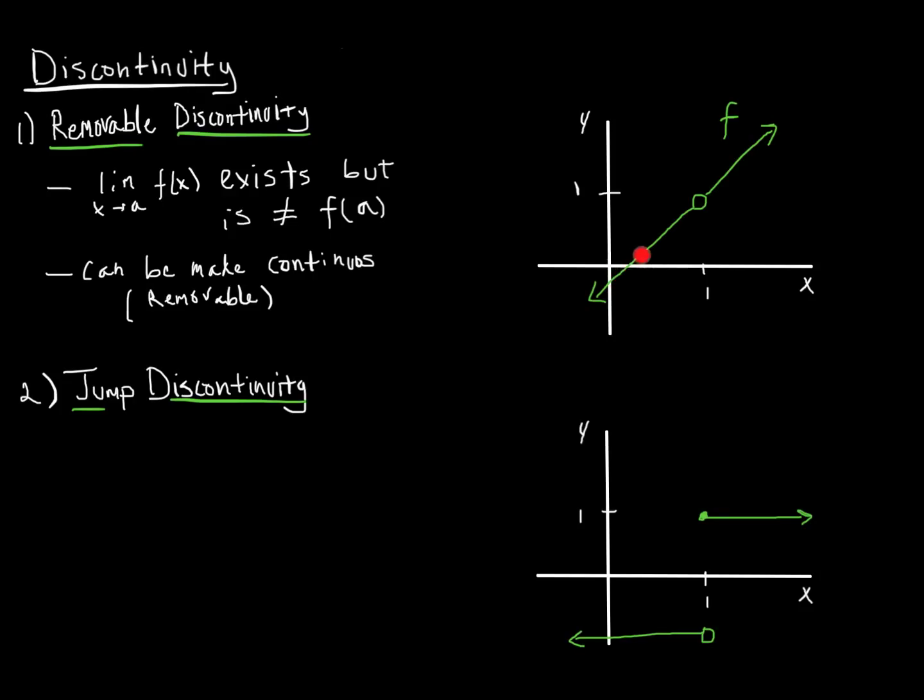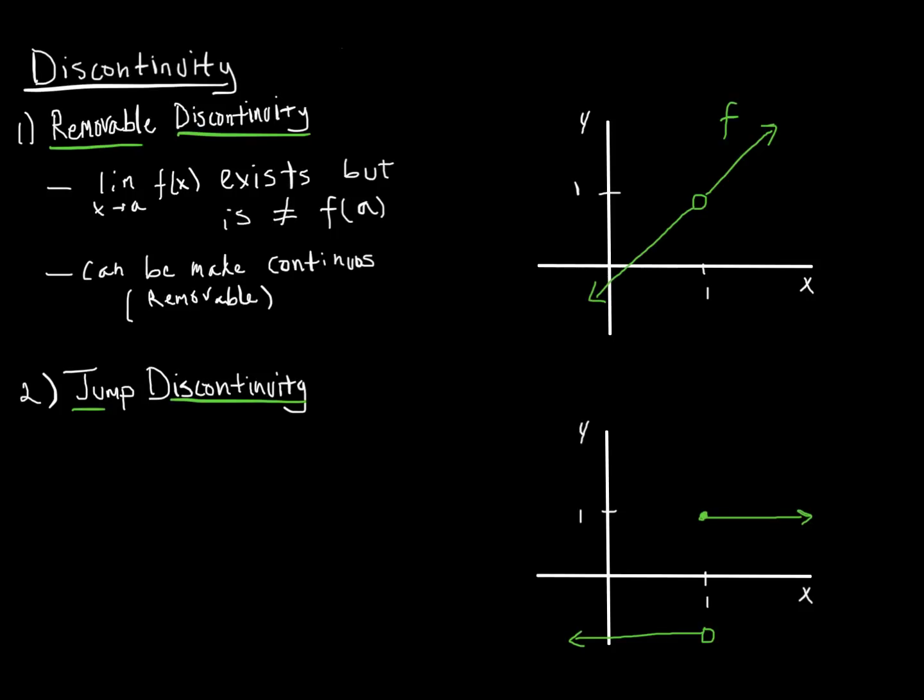But the limit as x approaches 1 from the left and as x approaches 1 from the right are equal to each other. So the limit as x approaches a will exist, but it will not be equal to the function value at that point. Notice here the limit exists, the limit is 1, but the function value at 1 does not exist, it's undefined. So there's no way for this to be continuous at that point.